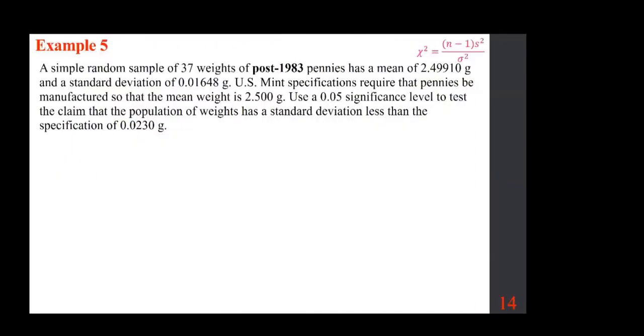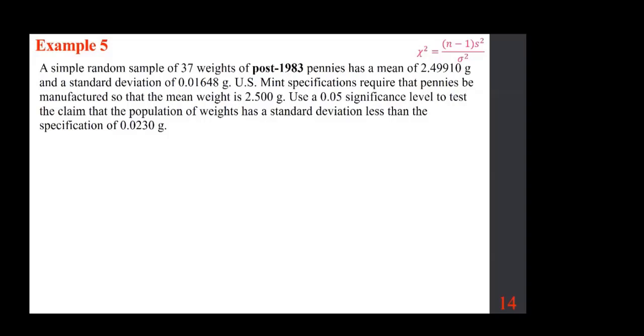Here's the next example. A simple random sample of 37 weights of post-1983 pennies has a mean of 2.49910 grams and a standard deviation of 0.01648 grams. U.S. Mint specifications require that pennies be manufactured so that the mean weight is 2.5 grams. Use a 0.05 significance level to test the claim that the population of weights has a standard deviation less than the specification of 0.0230 grams. The first thing is to read and reread until we understand what's given.